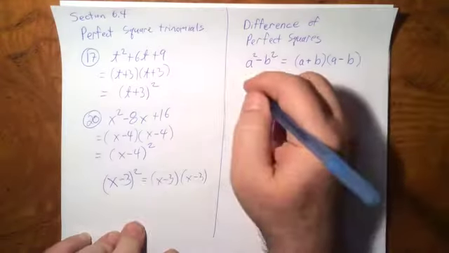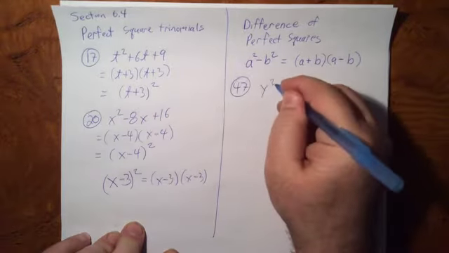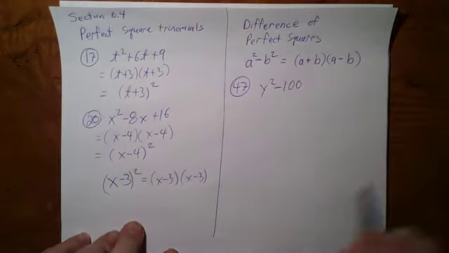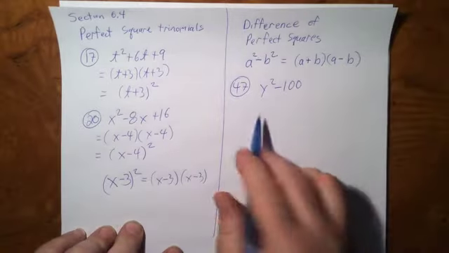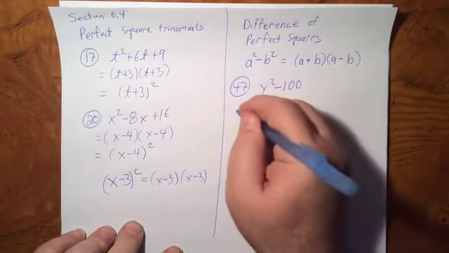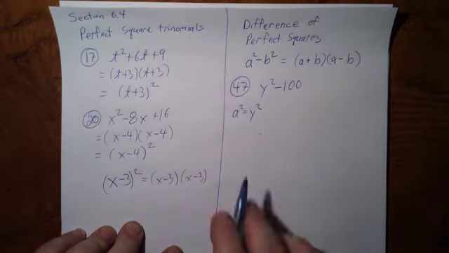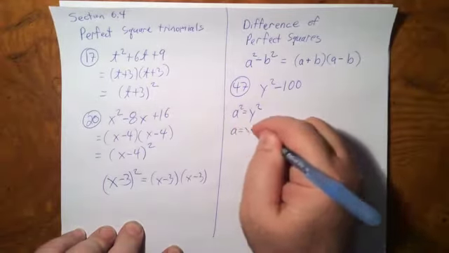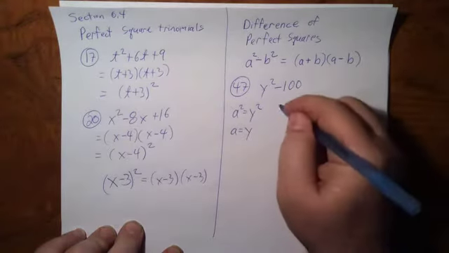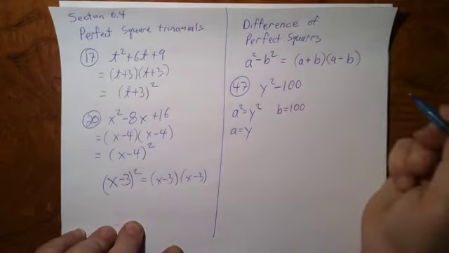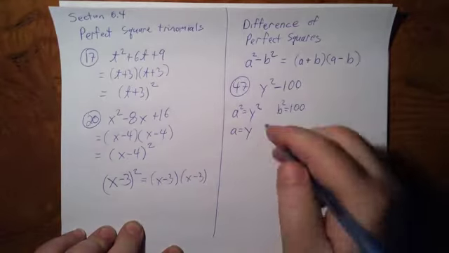So let's start with an example for question 47. This is going to be y squared minus 100. So in this binomial, what we're looking at is the a squared term being equal to y squared. And if a squared is equal to y squared, a is equal to y. The b squared term is equal to 100.